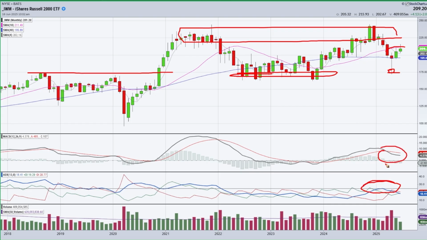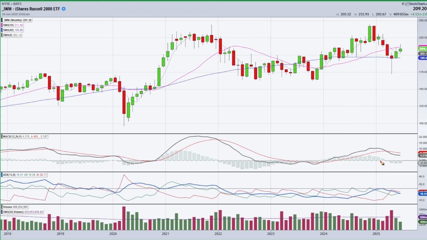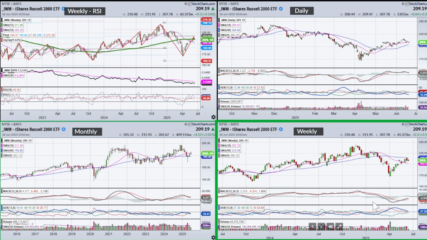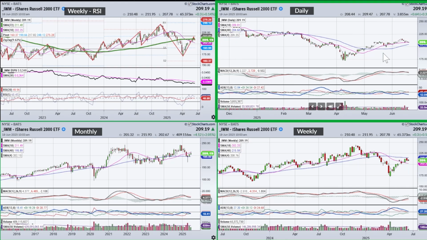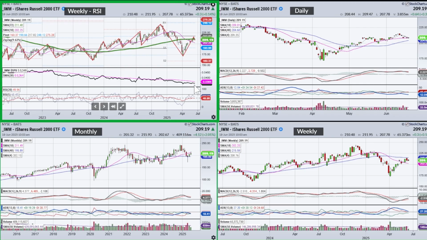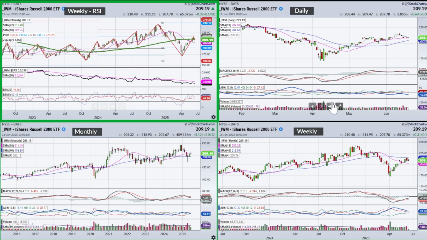MACD is still below its signal line. While it is above the zero line, this is telling us right now there's just not a lot behind this yet. So that's on the monthly chart, and we're not seeing much improvement. The momentum conditions on the weekly are very similar to the S&P. Just too much resistance right now, and so I think this is going to need time to work itself out. And we want to see the relative strength improve relative to the S&P. That has not happened yet.